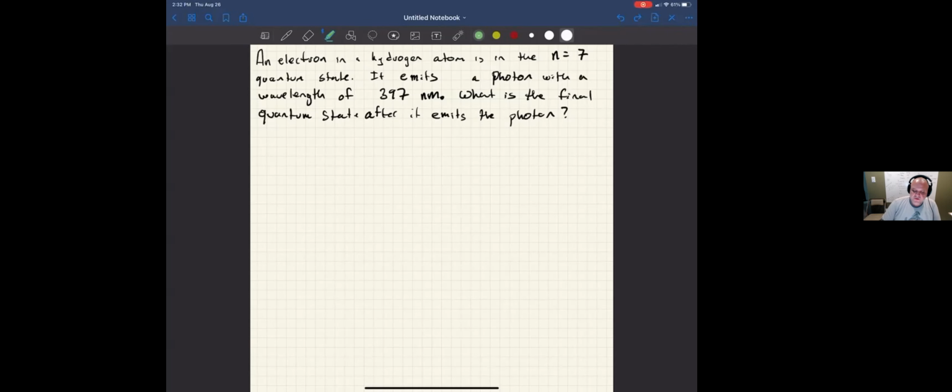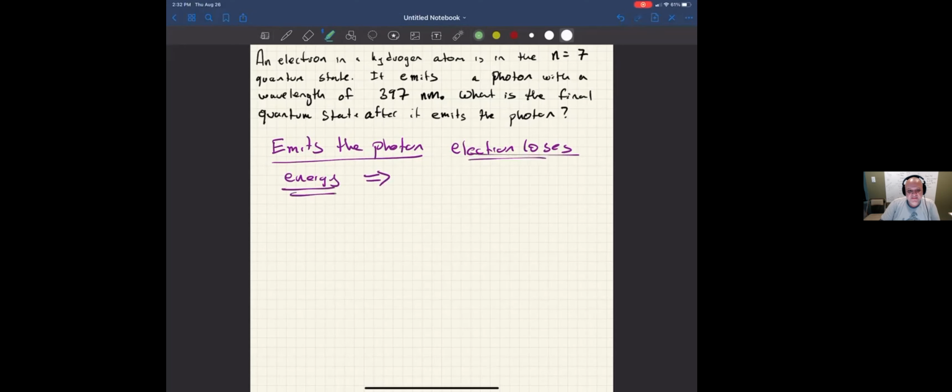And so not only do you have to have good algebra skills, you have to know to use the Rydberg formula, but you also have to have a conceptual understanding that the photon is emitted. And so what that means is that the electron loses energy. So again, if it loses energy, it goes from n equals 7 to n equals question mark quantum state. But what do we know about that question mark? We know that it's a lower quantum level.